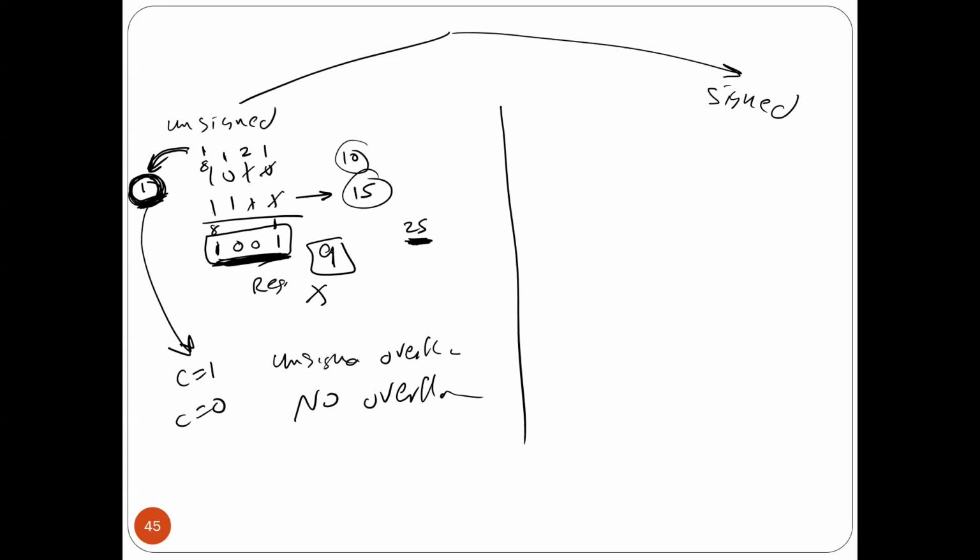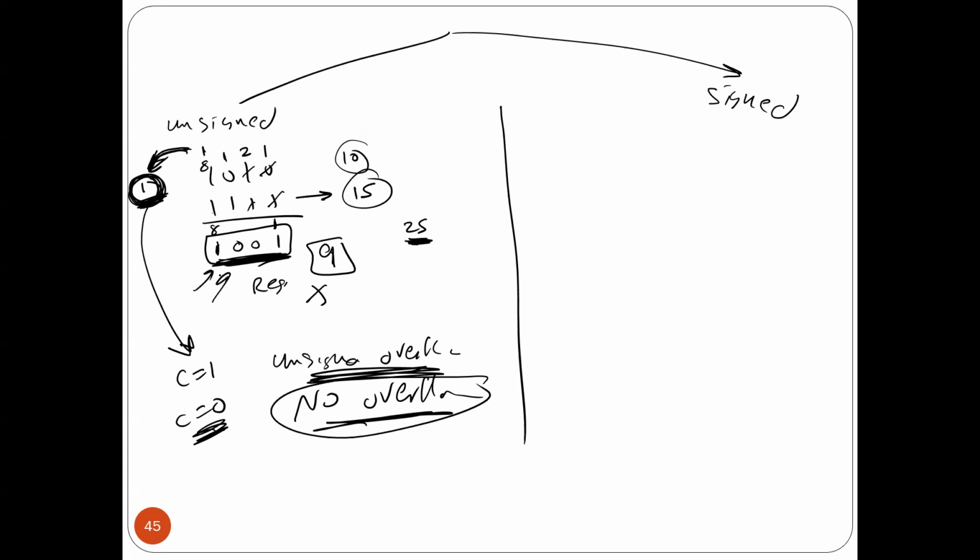Okay, number 2, I'm going to ask you, is there overflow or not? That's it. And I'm going to tell you this number is unsigned. All you have to do is the normal addition and then look at the carry from the most significant bit. If there is a carry, that means there is unsigned overflow. If there is no carry, that means there is no overflow, and so the result here is going to be correct.